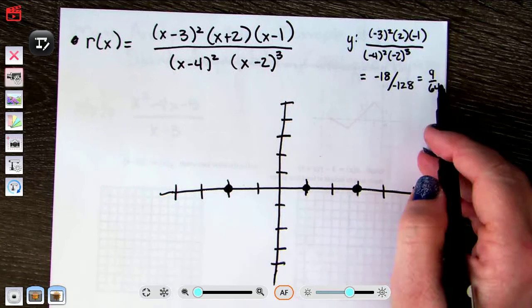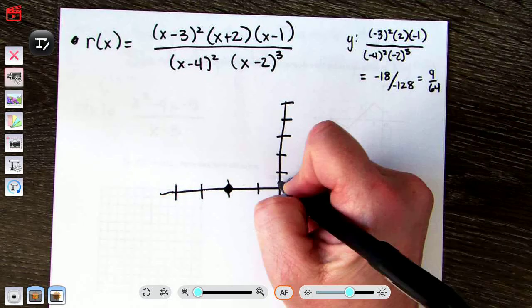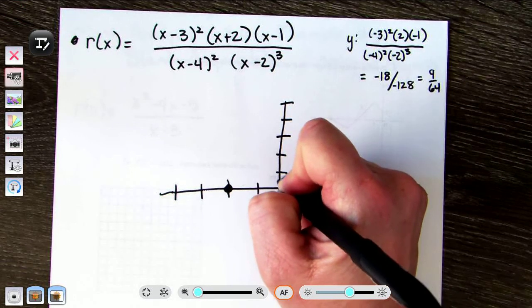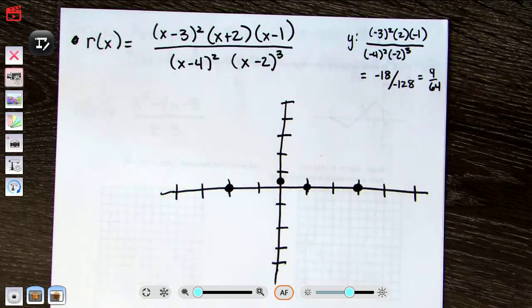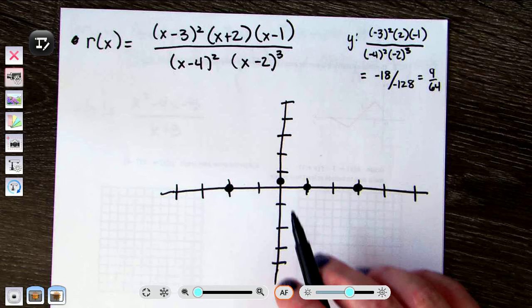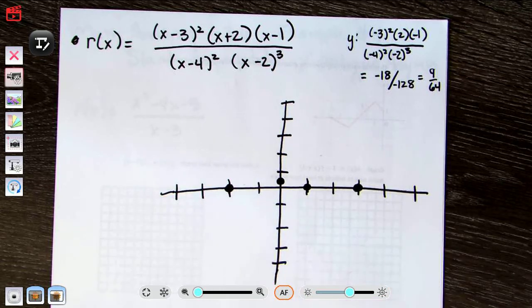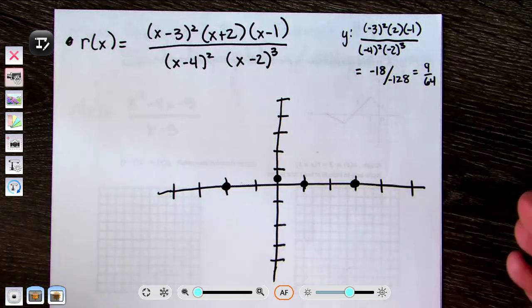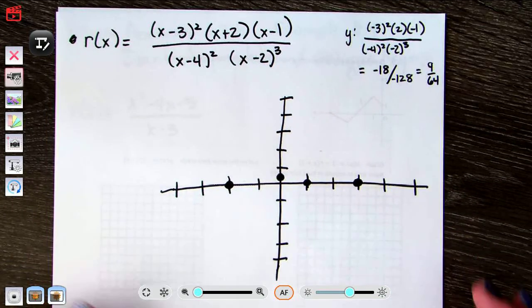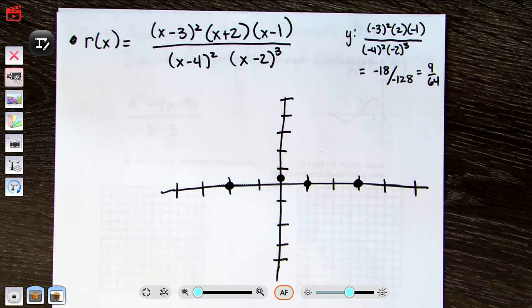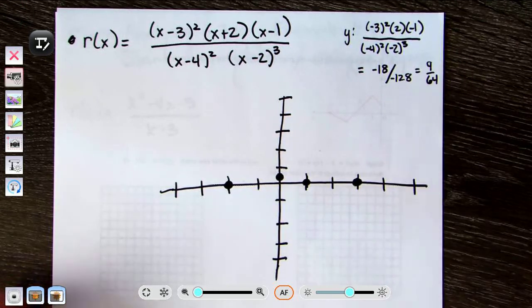The negative over negative is a positive. 9/64 is bigger than 1, so I'll just put a dot here. So there we go. I did have a high school instructor that always told me, when in doubt, just make the dot bigger. He did not allow us to get it too big, though, so just kind of warn you. So I made a nice big dot there, so I'm pretty sure I hit 9/64.